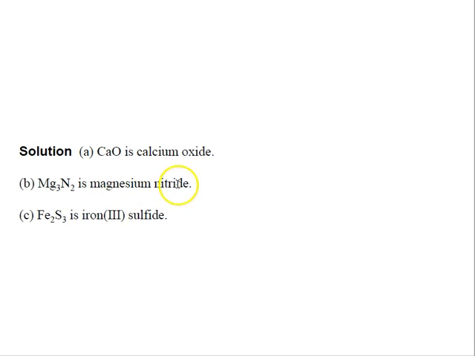Calcium oxide, magnesium nitride. Calcium is not one of the transition metals. It's in the second column, so is magnesium. Our alkaline earth metals only have one charge. It's always +2, so you don't have to specify the Roman numeral. But with iron, because it's +3, we're going to put in parentheses three lines, which just represents the Roman numeral 3. And so this would read iron(III) sulfide.